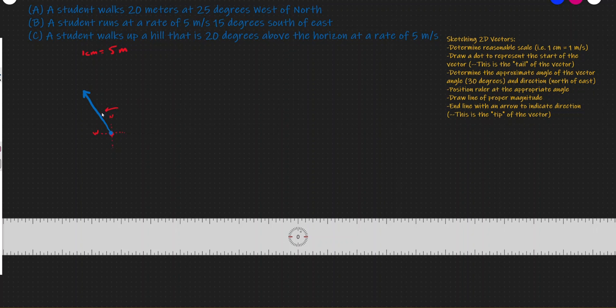Okay, and then I would label this. Here is my angle. That angle is 25 degrees west of north. And this vector is 20 meters. So I would say this vector, this line represents an object or student walking 20 meters at 25 degrees west of north.